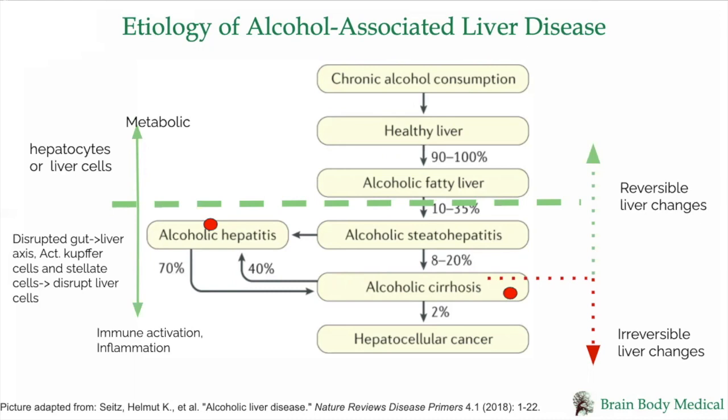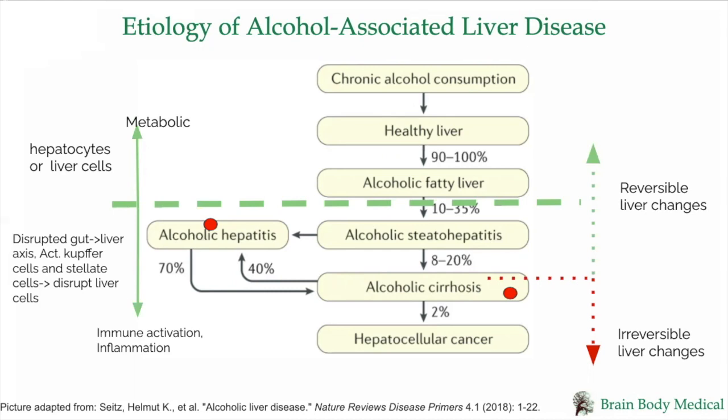The liver sees the alcohol as being toxic, and then it wants to get rid of it. And the way it gets rid of it causes the accumulation of fat in the cells. So I call that a metabolic dysfunction. Just under the green dotted line is another mechanism, another root cause of alcohol-associated liver disease.